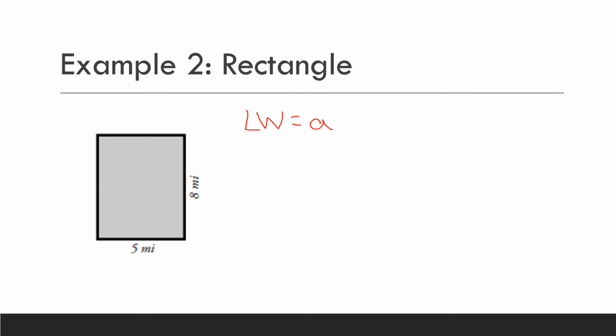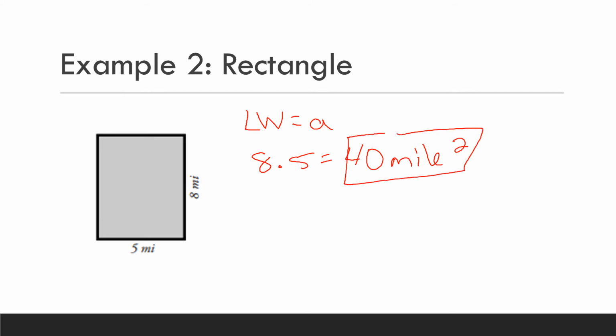So we're going to just multiply 8 times 5, and that is 40. And remember, like we just talked about, the unit is going to be squared. So the correct answer here is 40 miles squared. Okay, so all this took was knowing the formula, which was length times width, and then realizing which one was which.